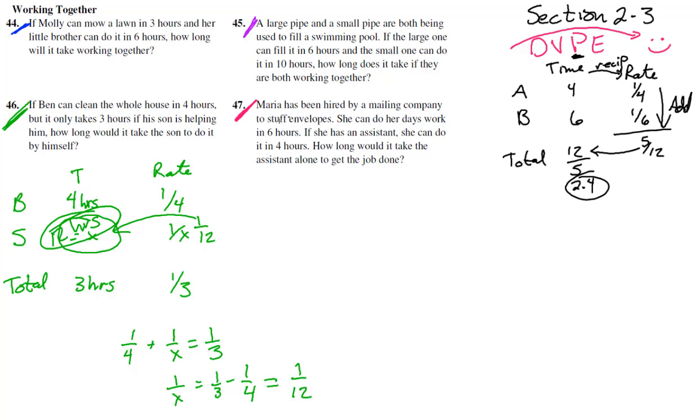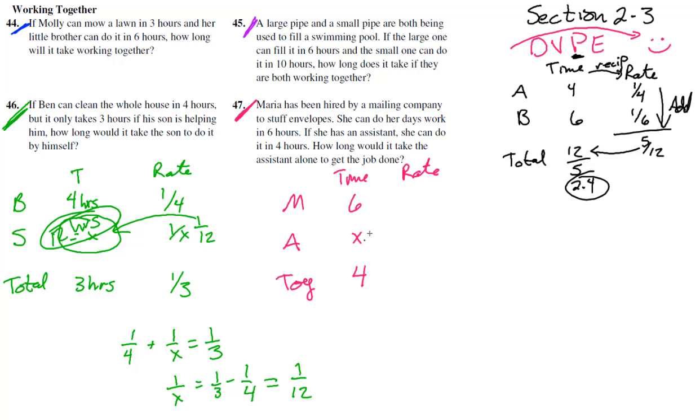All right, number 47. Maria has been hired by a mailing company to stuff envelopes. We have Maria that's going to be working her time here and her rate here. She can do her day's work in 6 hours. Excellent. If she has an assistant working with her, then it's with an assistant. So together, it takes 4 hours. All right, how long would it take the assistant alone?